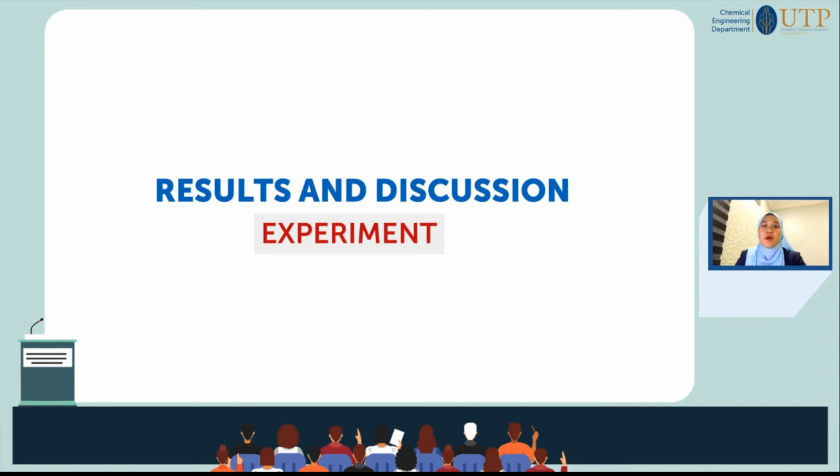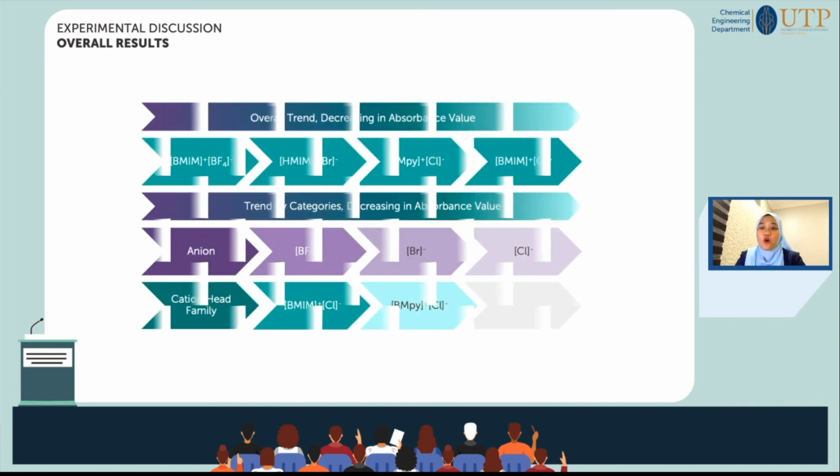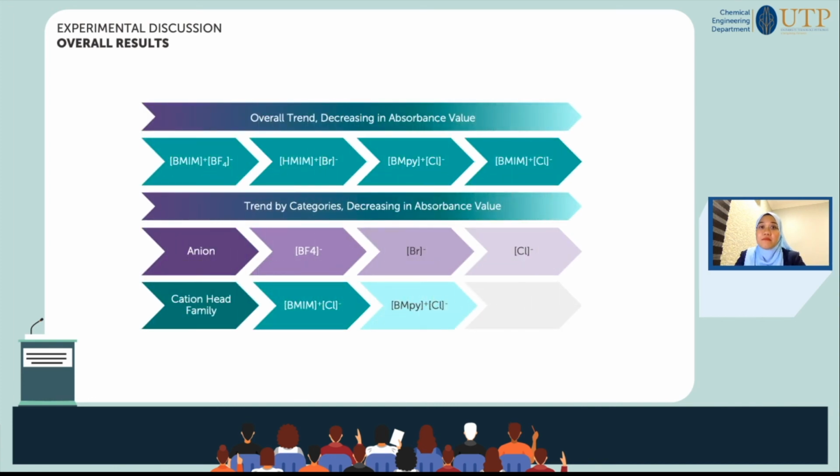Moving on to the experimental part. For the experimental part, according to the analysis by using UV-Vis, the overall trend shows that BF4 has the highest absorbance value. And it was also proved that BF4 provides better dissolution than bromide and chloride anion. And imidazolium head family was also proved to have a better effect than pyrrolidinium.